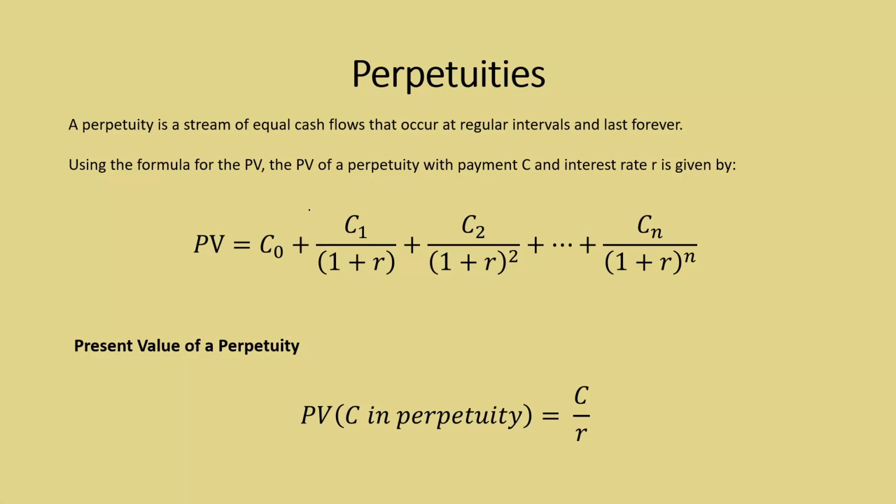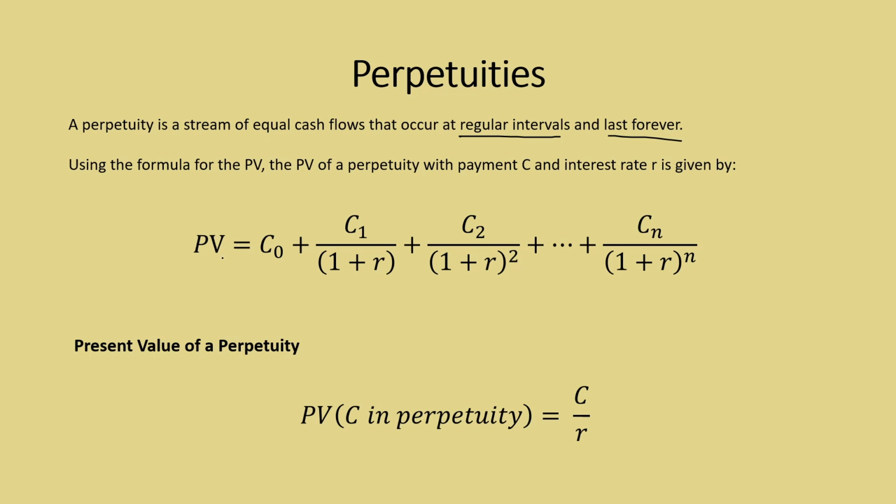Let's look at perpetuities. So what is a perpetuity? A perpetuity is a stream of equal cash flows that occur at regular intervals and last forever. Okay? And these are the two key words, regular intervals and they last forever. So as you can see, using the formula for the present value of a perpetuity with payment C, so the cash flow, and interest rate R, is given by the same formula still, right?